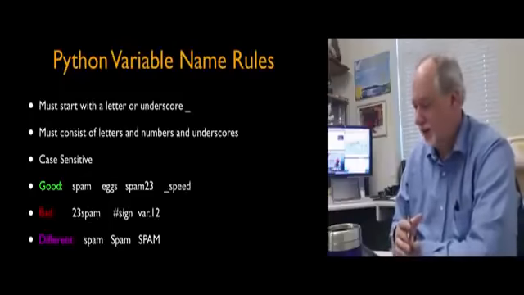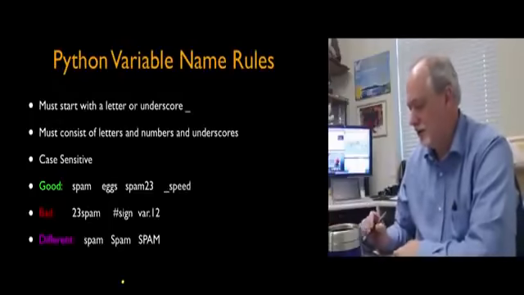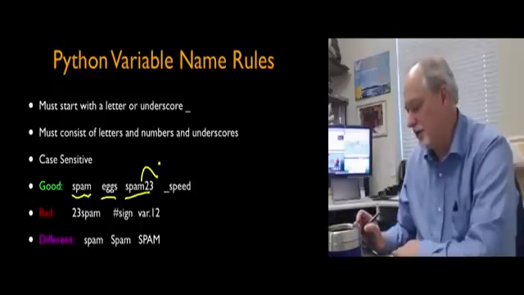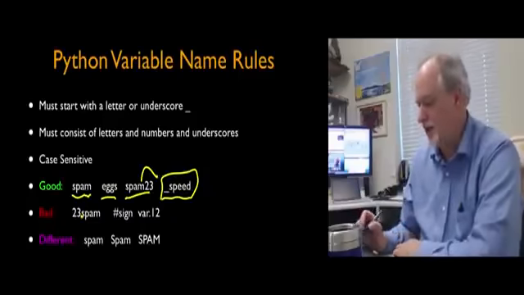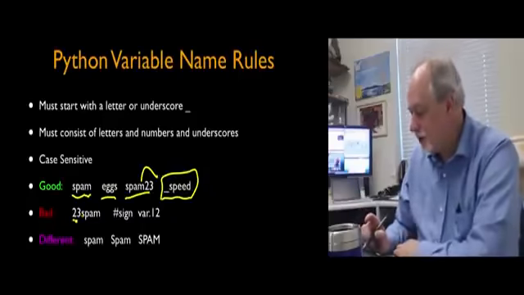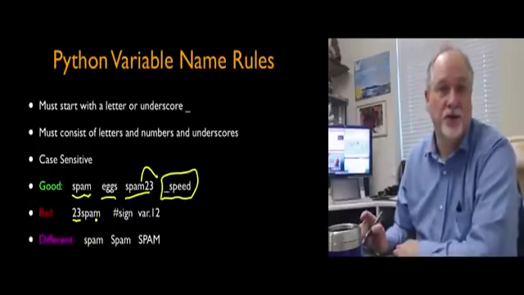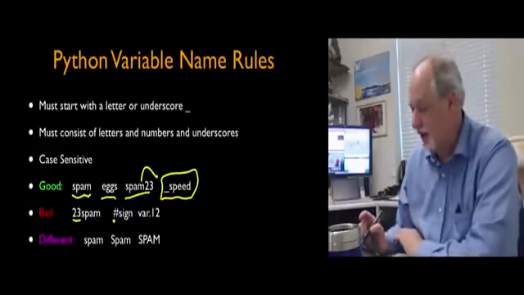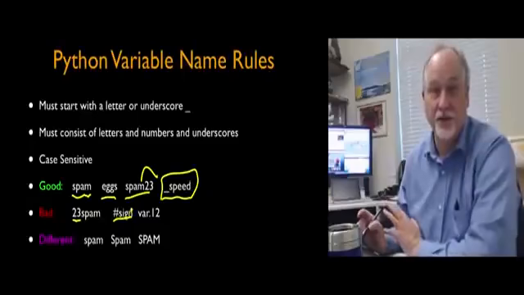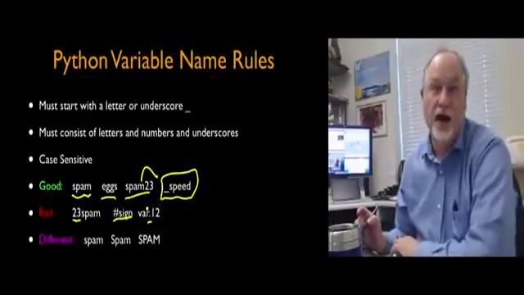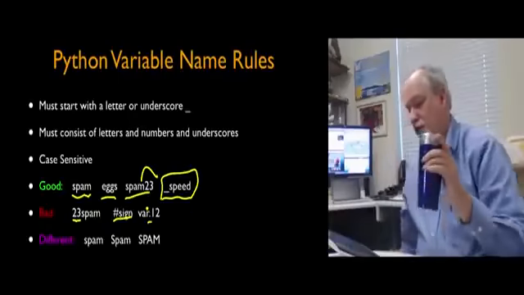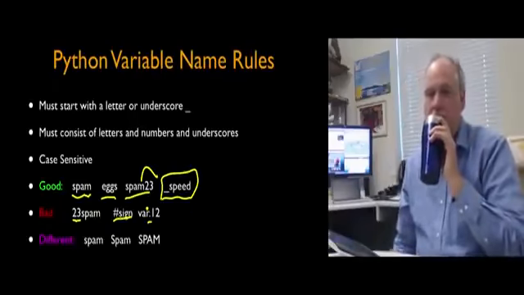Case matters. So spam is good, eggs is good, spam23 is good because the number is not the first character. Underscore speed is also perfectly fine because it starts with an underscore or a letter. 23spam starts with a number, so that's bad. Anything that starts with something other than a letter or an underscore is bad, and you can't use a dot in the variable name. It turns out the dot has meaning to Python that would confuse it.